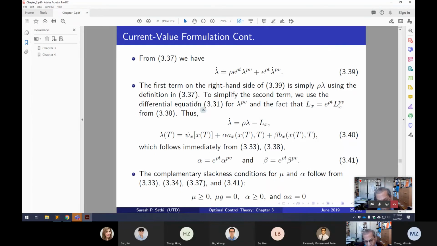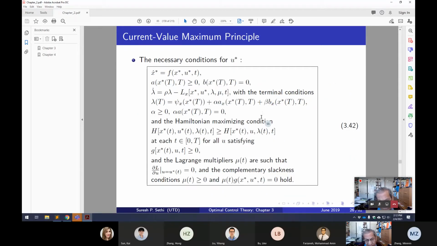Okay. So when I do this lambda dot, I get this. All of these are standard algebraic calculations. And now, instead of 3.12, I have a 3.42. Now this box is in current value formulation. It's called the current value maximum principle. It is no different from 3.12, except that the dollar values are now given in current value dollars rather than present value dollars.